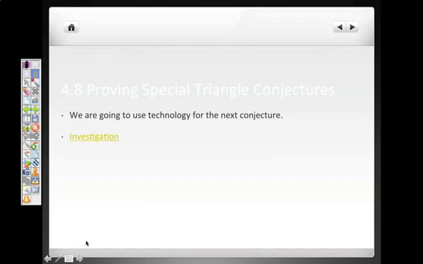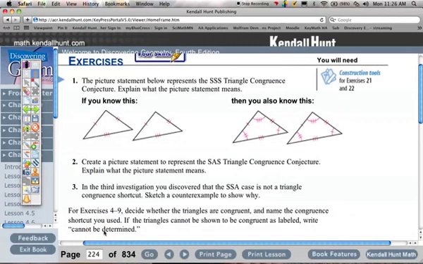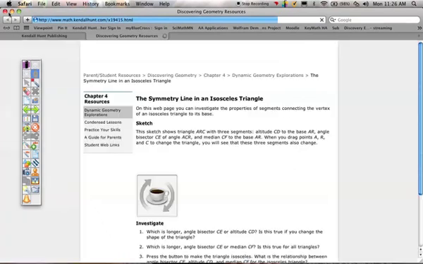All right, so 4.8 is proving special triangle conjectures. We're going to use technology for this next conjecture. Let's see, I'll click on the investigation. We'll go to that. While we wait for that to load, if not, we'll skip right to the main concept of today. So I'm going to come back to that.